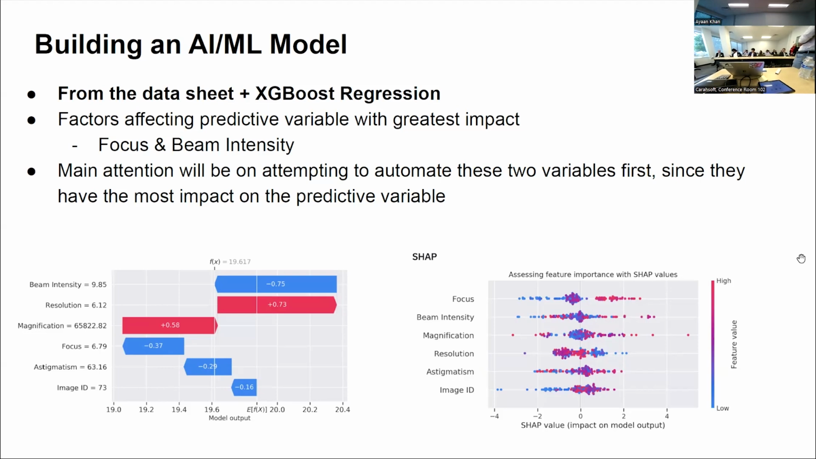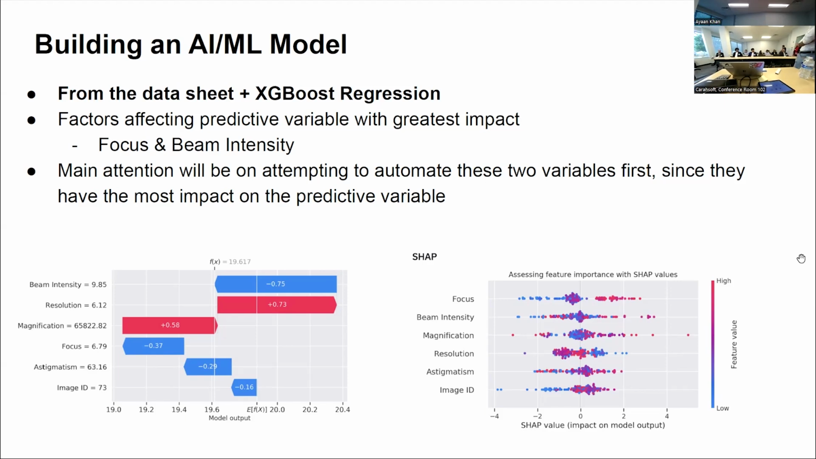We learned that as the focus is greater, the harder it becomes to predict. As the focus is lower, the easier it becomes to predict. The same pattern follows for beam intensity and magnification. But for resolution, the pattern switches up. As the resolution is greater, the harder it becomes to predict, and as the resolution is lower, the easier it becomes to predict.